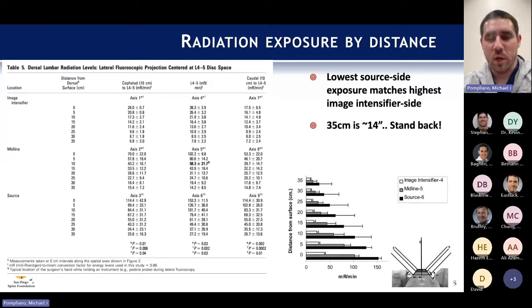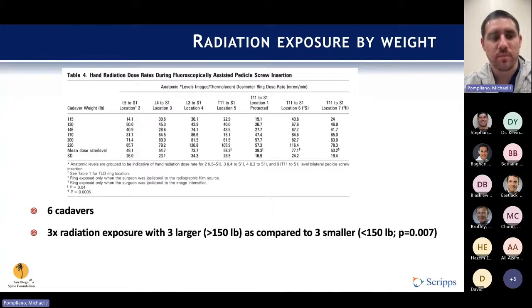So this is on the bottom right, you can kind of see how they did the study, looking at both source and capture side of the radiation exposure. The source side matches the highest image intensifier side. 35 centimeters is approximately 14 inches. So you can see pretty much across the board, regardless of which side you're on, the further you are away, the better. And so at 35 centimeters, you're pretty safe, relatively speaking. And this can also change with level as well.